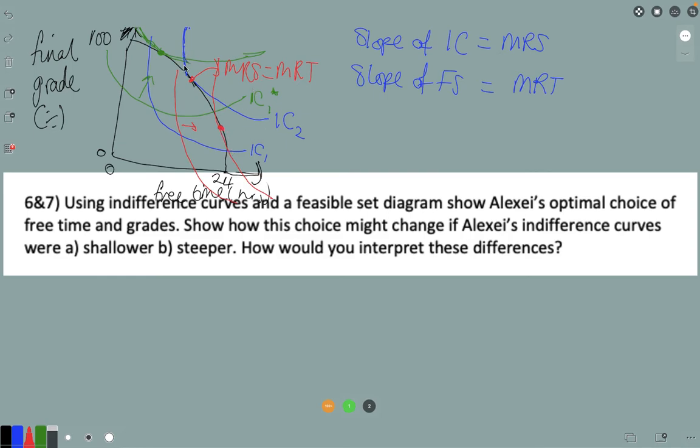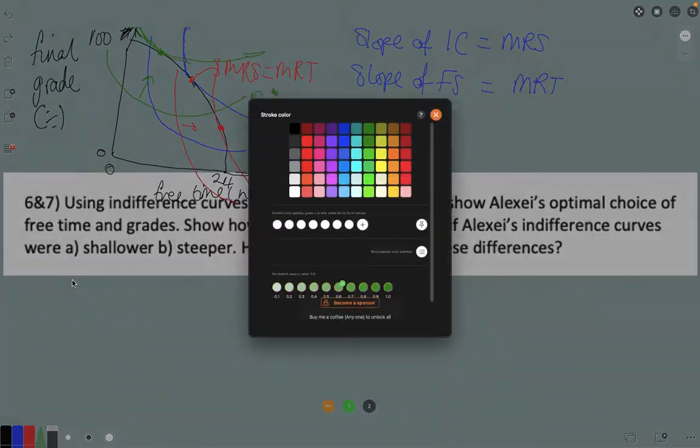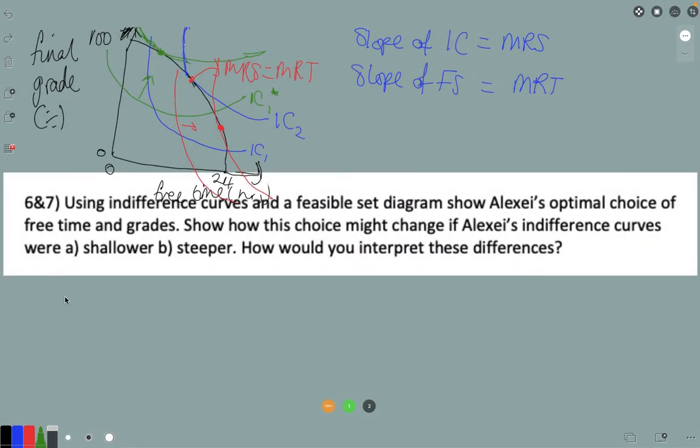So, what have we got going on here from the green and the red? Let's talk about green first. Green, remember, was the shallower one. It was less steep. Where did it touch the feasible set? Let's call this point A. It was tangential at A, so MRS equaled MRT at A.